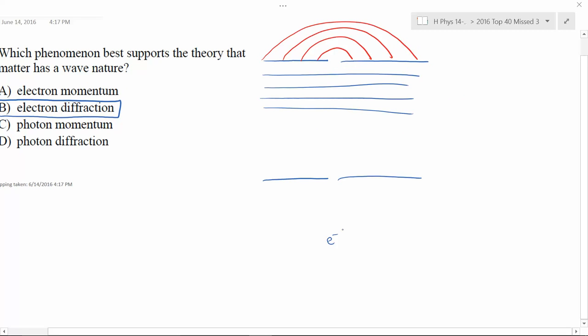It turns out that if matter is small enough, like an electron, it actually behaves like a wave. So imagine electrons are coming through here, through this slit. You might think the electrons will land here, but they don't. Some of them do, but you also get some over here, some over here, some over here, some over here. They spread out much like the light waves did. So that's an example of matter acting like a wave.